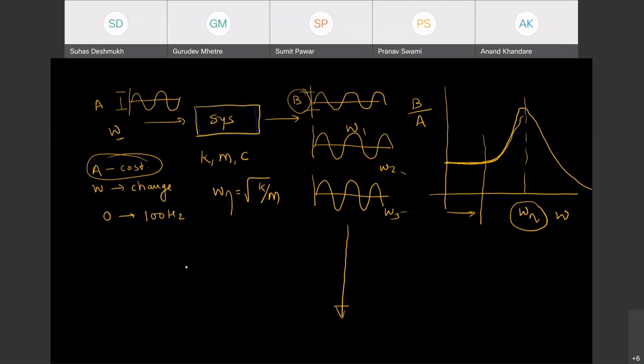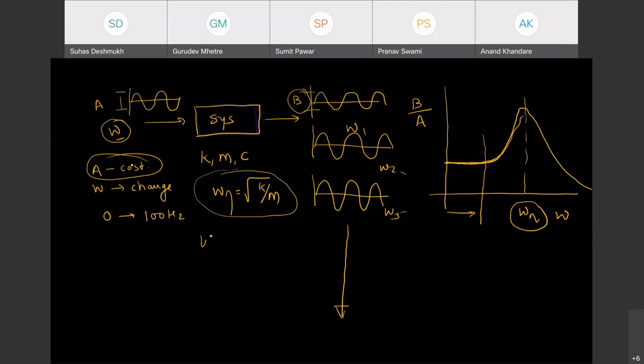Okay? At this frequency, when your input frequency is equal to omega, omega equals omega n, there will be a resonance. And that resonance may have a larger amplitude. Why resonance? You can observe one thing.